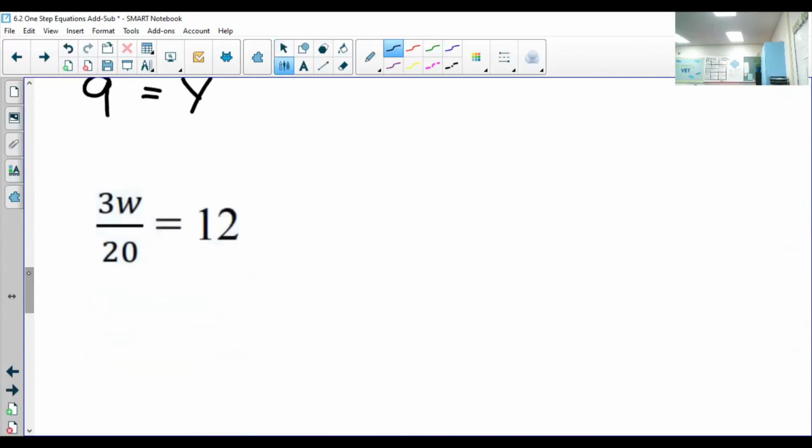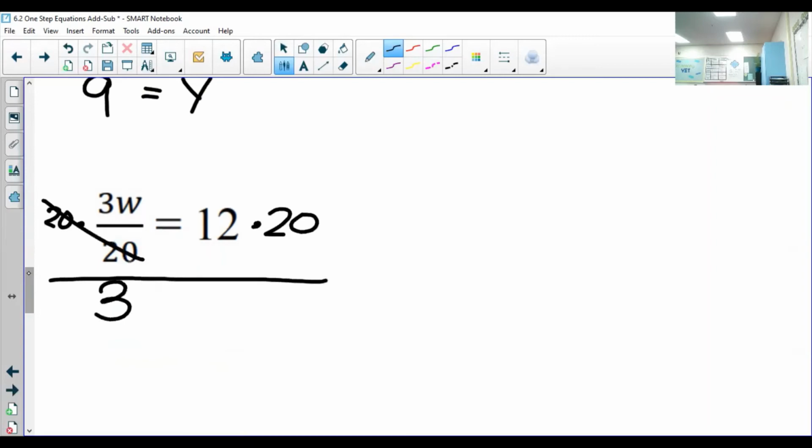Okay, so here we've got 3w divided by 20 equals 12. First step, you should know we're going to get rid of this fraction. And in order to do that, I have to times by 20 on both sides. Okay? So, cross off my 20s. And all I have left is 3w equals 12 times 20. Well, I know 12 times 2 is 24. Just add on the 0. So I have 240. Okay?